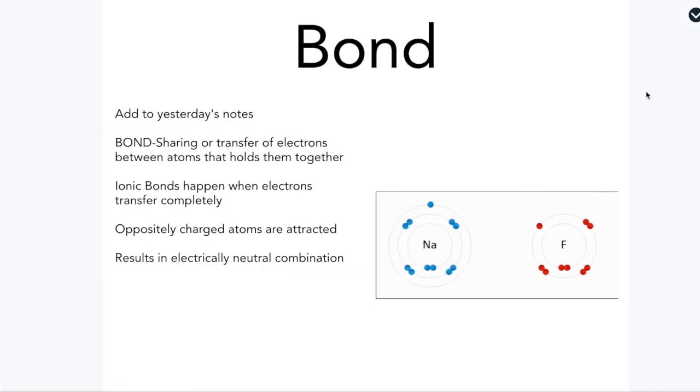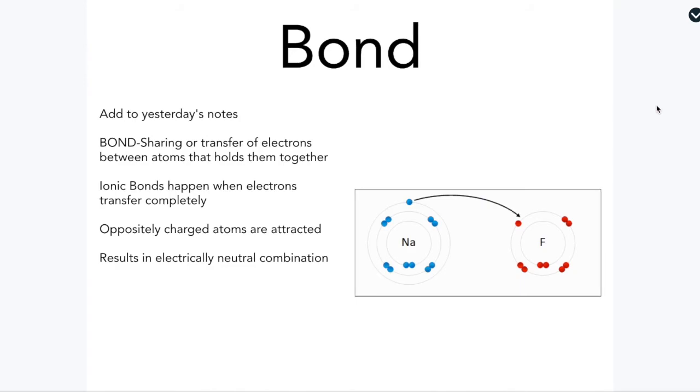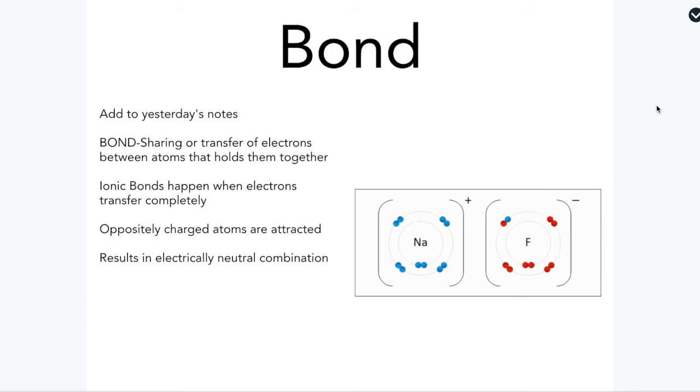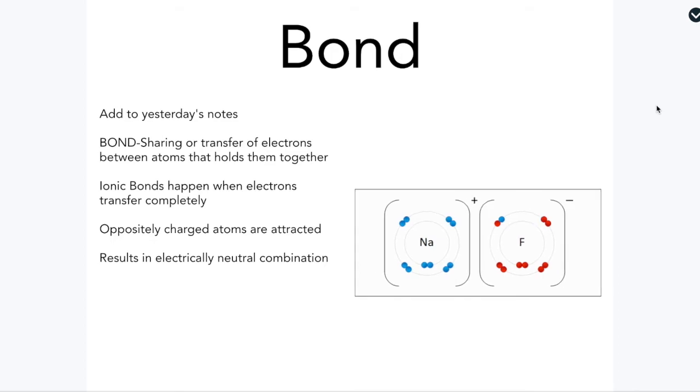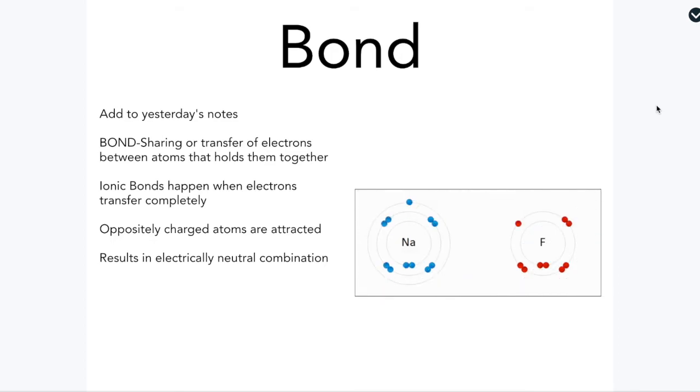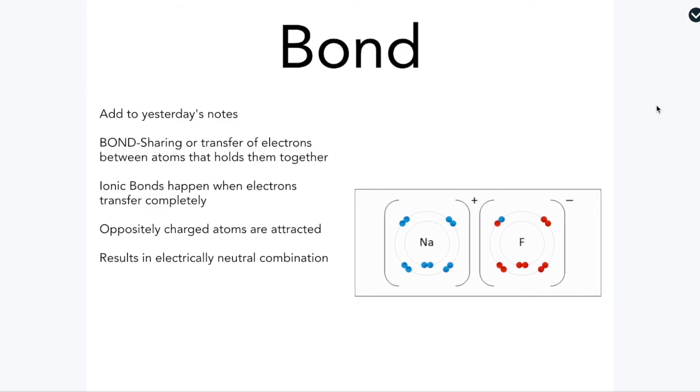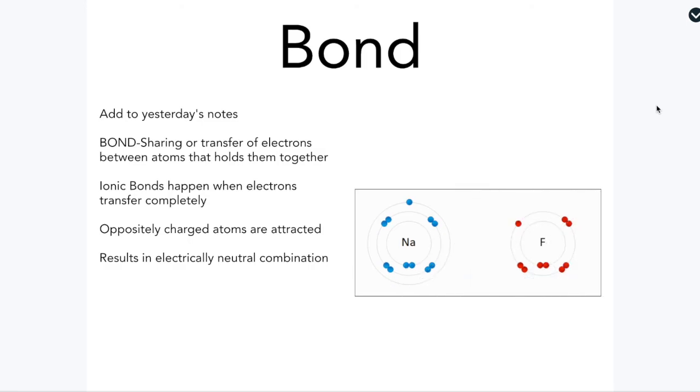Alrighty, now that we have that, let's go ahead and talk about bonding. This is where we're adding to yesterday's notes. Bonding is the sharing or transfer of electrons between atoms that holds them together. We've just been adding electrons and taking away electrons willy-nilly without putting them anywhere, but in reality, those electrons come from other atoms. If you lose an electron, that's because you're giving your electron to another atom. If you are gaining an electron, that's because you're taking it from another atom.